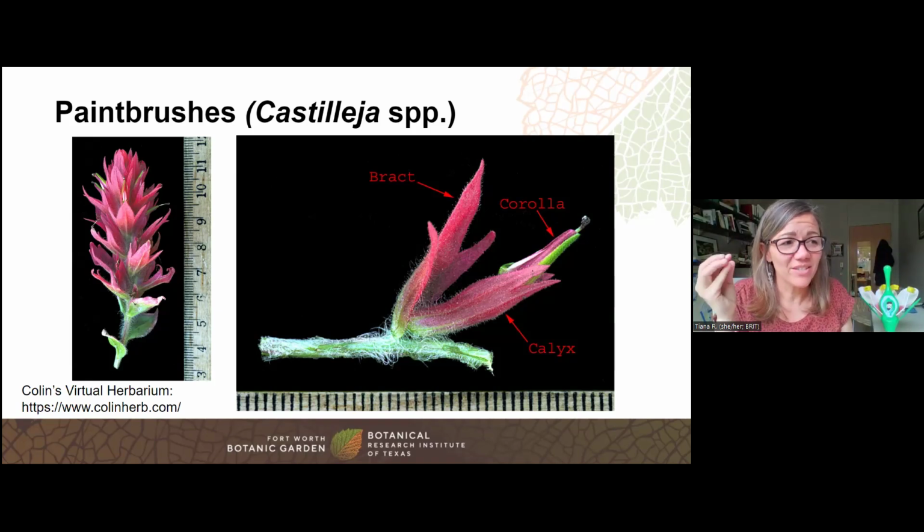Then you'll notice there's the calyx that's also there. The calyx almost seems one-sided, kind of tubular, ridged. It's kind of dissected at the tip. And then you've got your corolla inside that. And we'll go through each of those parts.